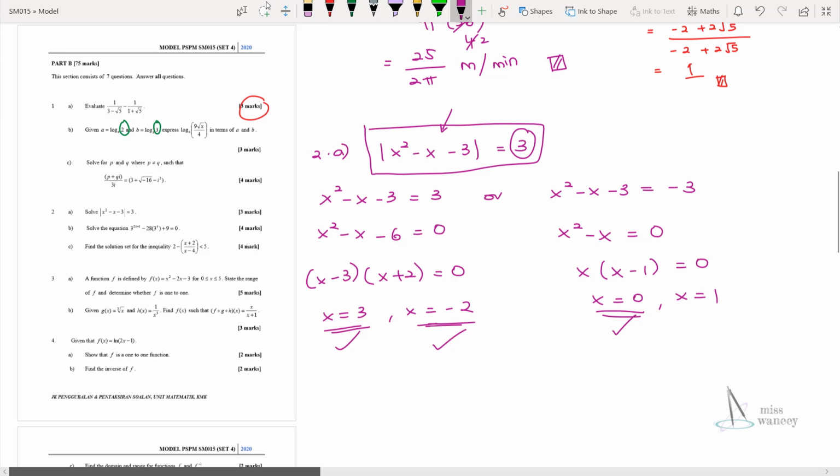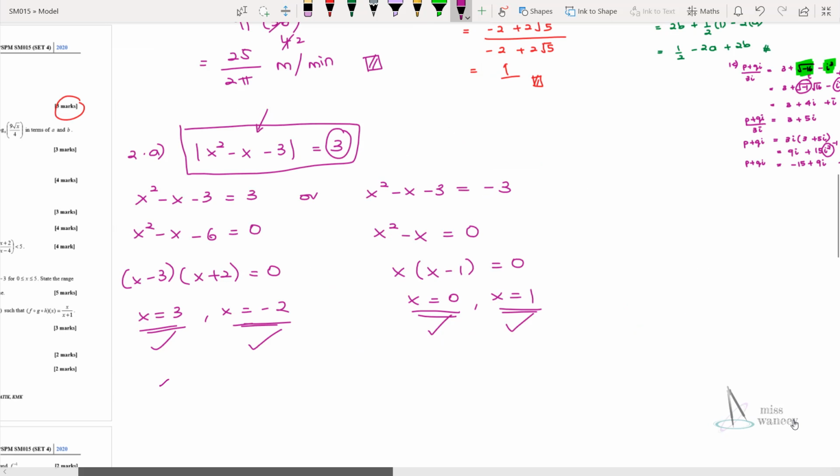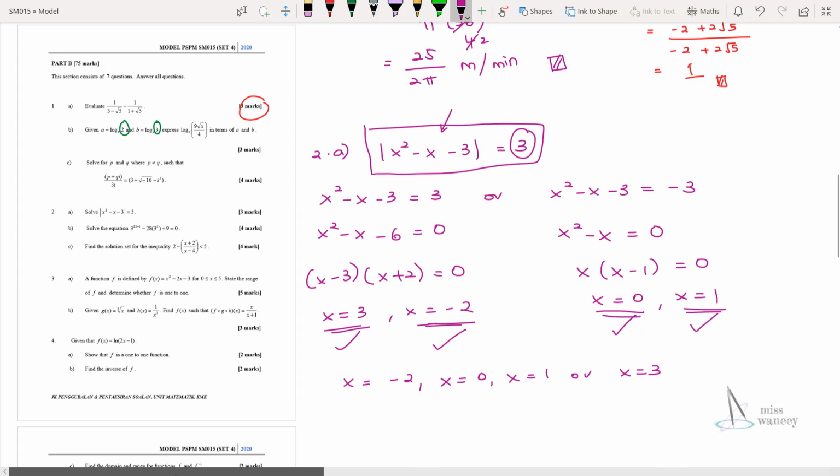If x is equal to 1, so I will have 1 minus 1, and then minus 3, 0, minus 3. So this is negative 3 inside modulus. So that is also equal to 3. So x is equal to negative 2, or x equal to 0, or x equal to 1, or x equal to 3. Okay, so I'm done with question number 2A. So let us proceed with number 2B.